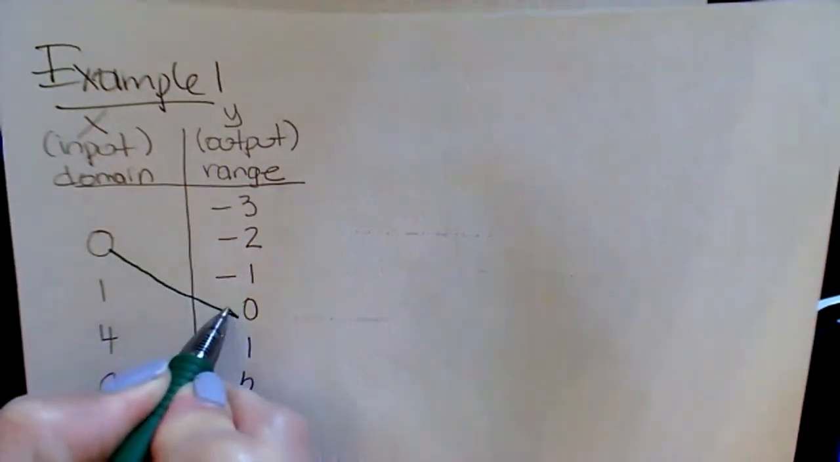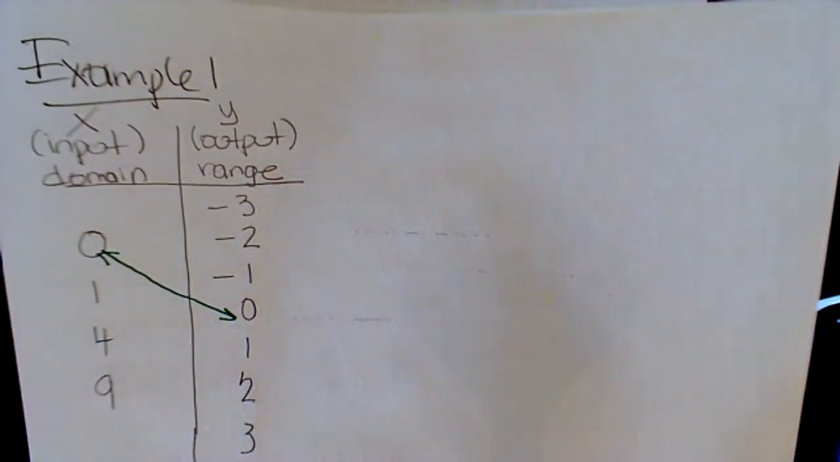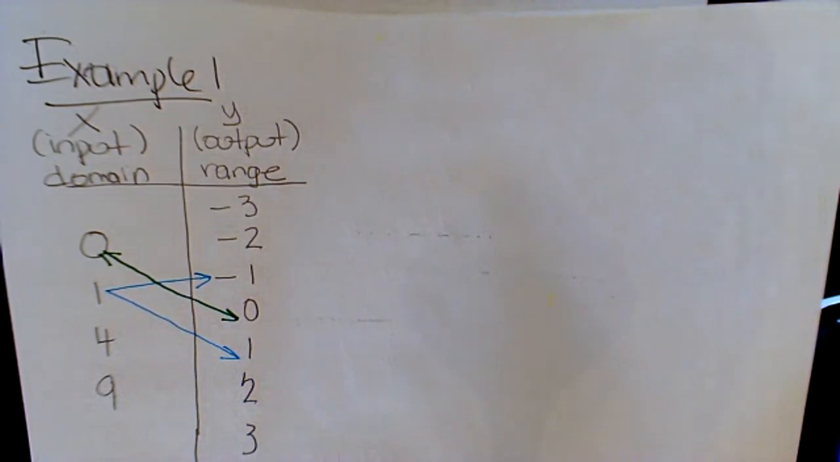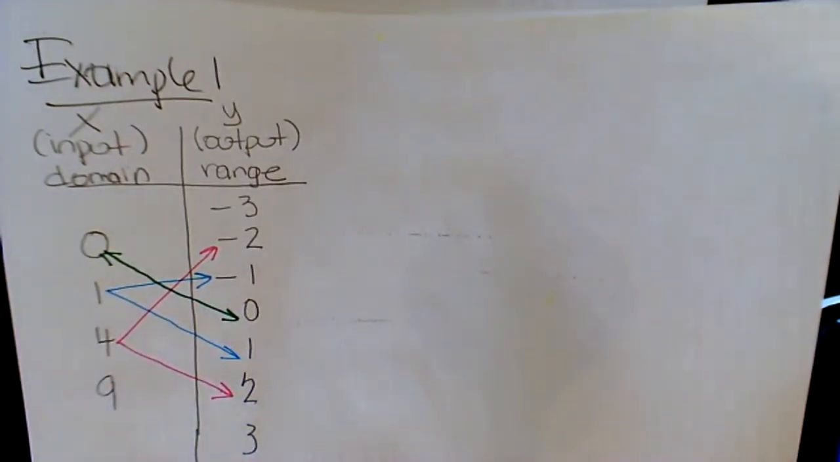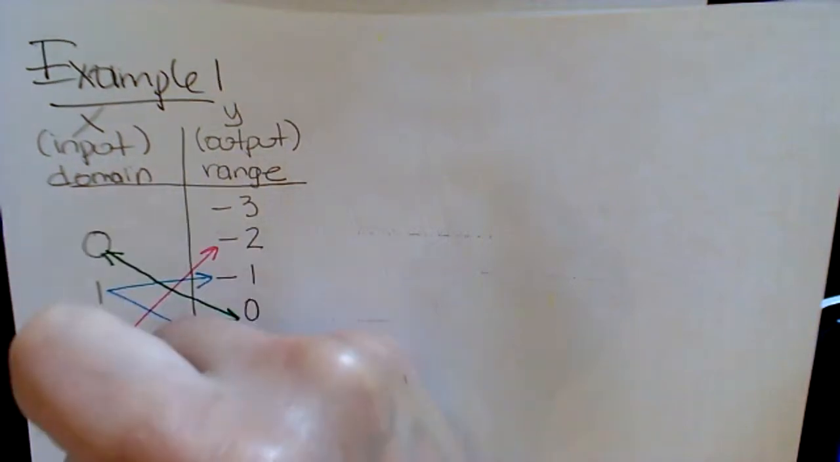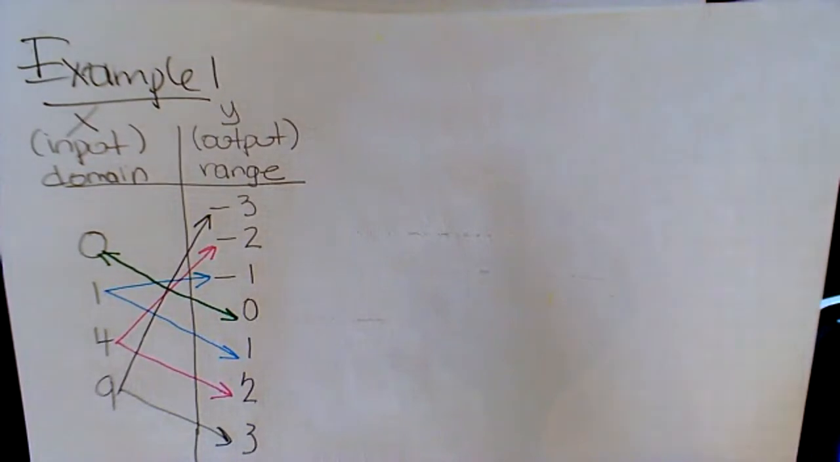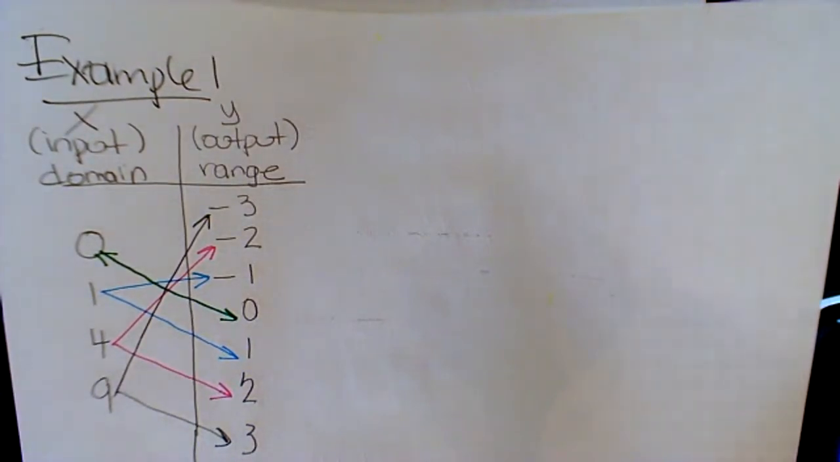Now, 0 goes to 0, 1 goes to 1, negative 1 and 1, 4 goes to negative 2 and 2, and 9 goes to negative 3 and 3. All right, now that's one example. Let's go to the other one.